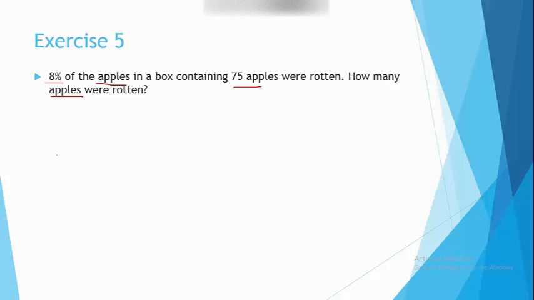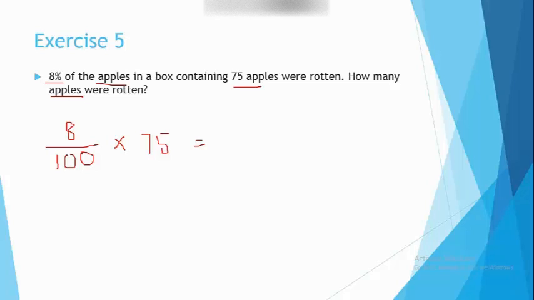So if the number of apples in the box is 100, we'll have 8 rotten apples. But we have 75 apples in the box. So in order to find the number of apples out of 75 that are rotten, we do 8 over 100 times 75, because 8 percent of the apples in the box containing 75 apples were rotten.